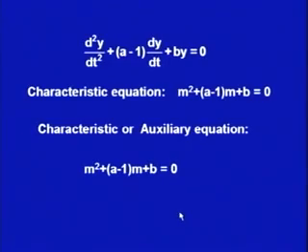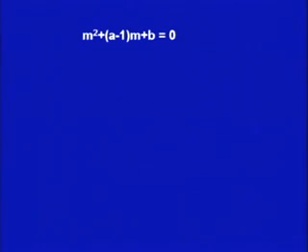So, see how we get the solution. The equation is m² + (a − 1)m + b = 0. This is a quadratic equation in m. Of course, it will have two roots, and the solution would depend on those two roots.